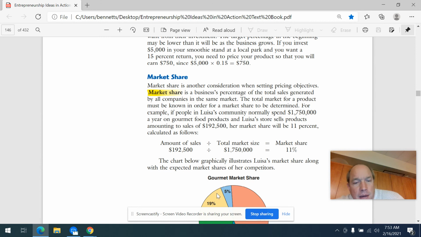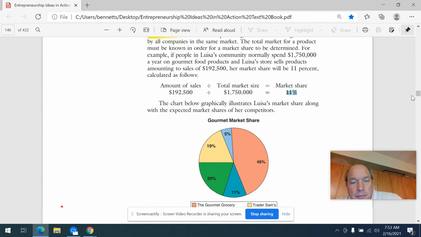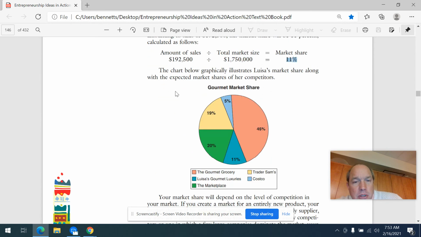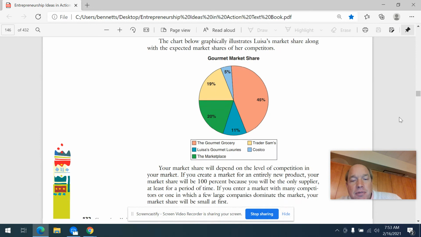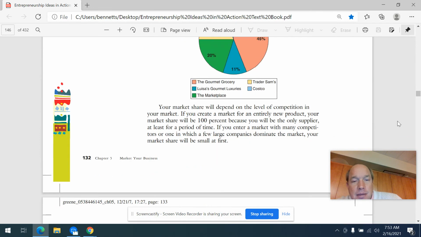I got you. The amount of the sales, 192,500, divided by the total market of 1.75 million, equals an 11% market share. Thank you, Nelly. The chart below graphically illustrates Luisa's market share along with the expected market shares of her competitors.